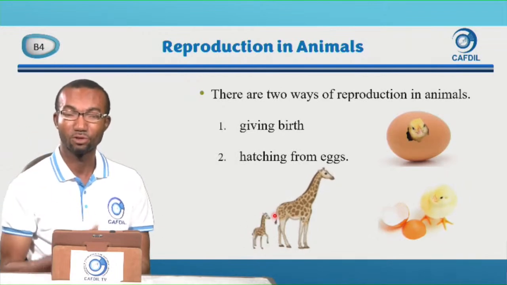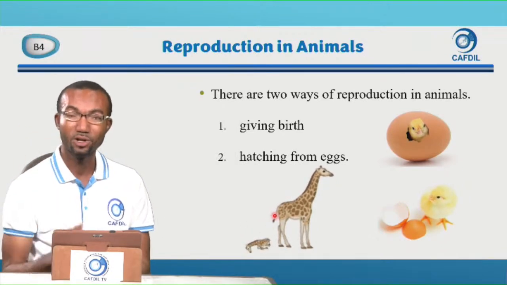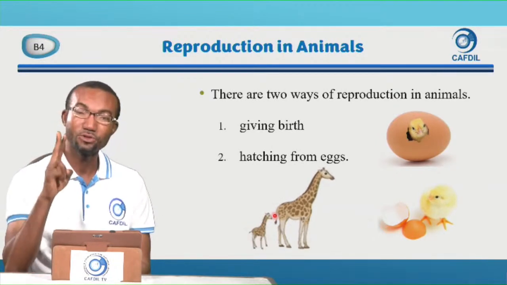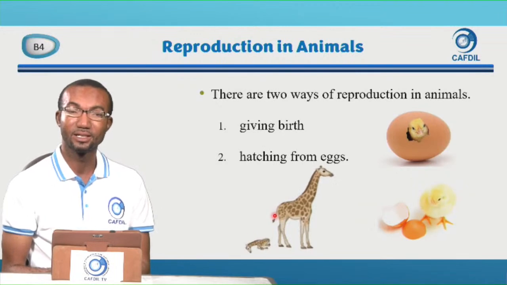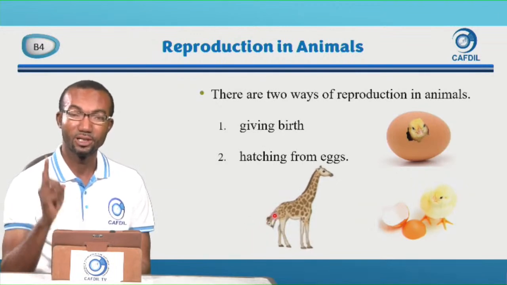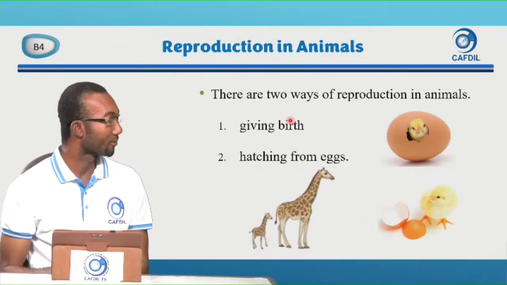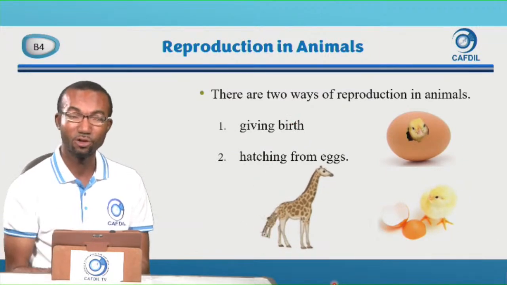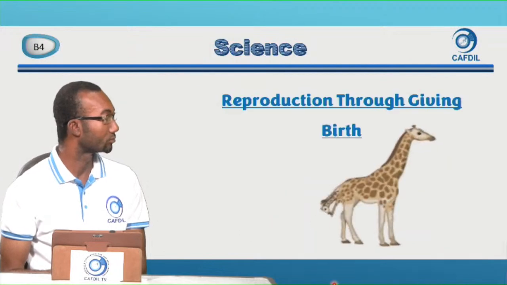Other animals also give birth, and some also come from eggs. So there are only two ways that living things reproduce. The first one is giving birth, and the second one is hatching from eggs. The young one coming from eggs.